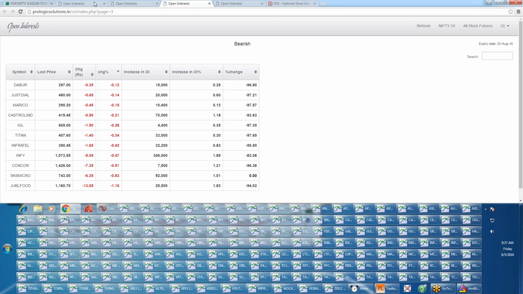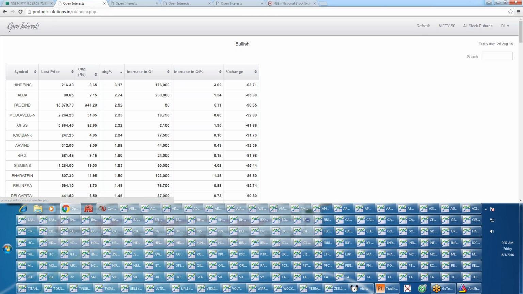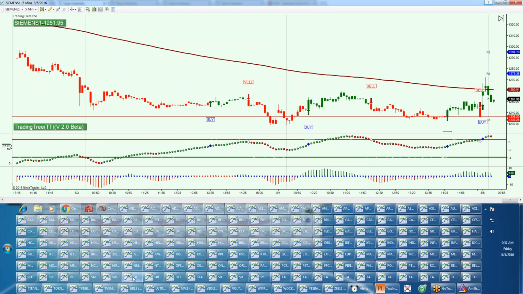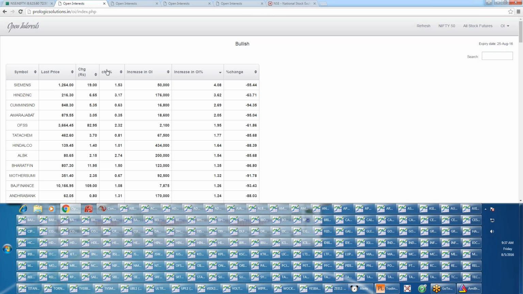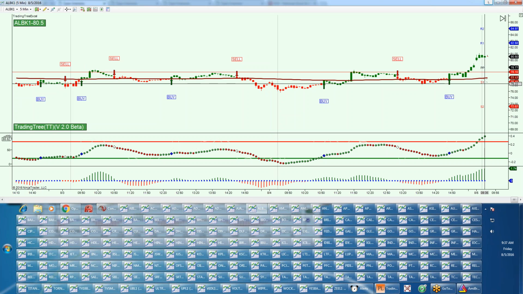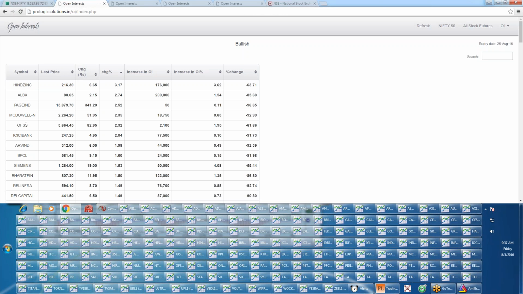I'll just refresh the data once more. Siemens, it's 4%, but let's just check the percentage of change in the price. So ALBK, you can bet on ALBK now, since it was there at the bottom and then now it has come up with 2.7% increase.